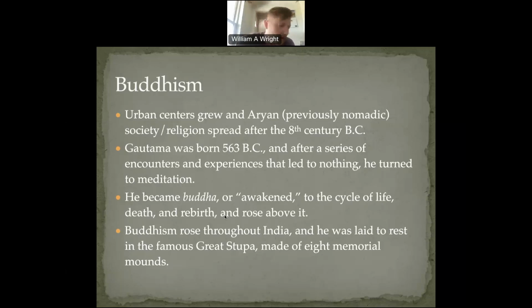Now, real quick, let me cover that term Aryan. Aryan means something different to us now because of the way that Nazi Germany took the term and perverted it and twisted it.